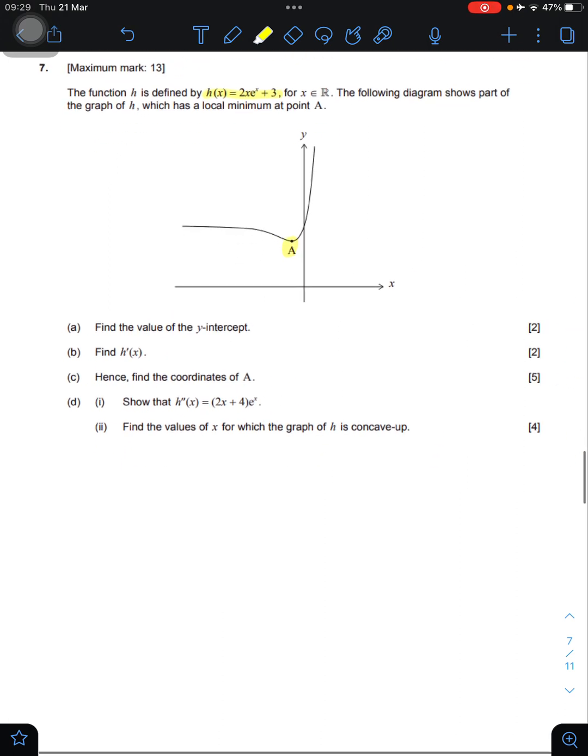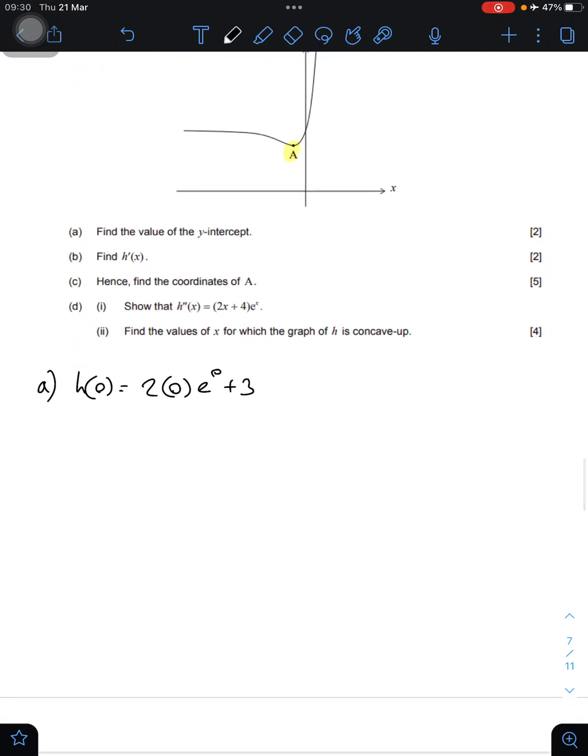Well, the y-intercept would just be when x equals 0, so the y-intercept would be h of 0, which is going to be 2 lots of 0, e to the 0, plus 3. Even though e to the 0 will be 1, because we've got 2 times 0 before it, all we're left with here is 3, and so therefore my coordinate would be 0, 3.